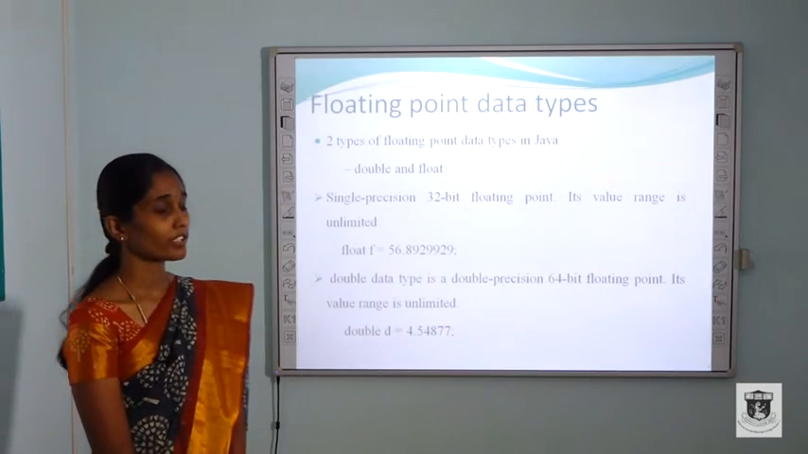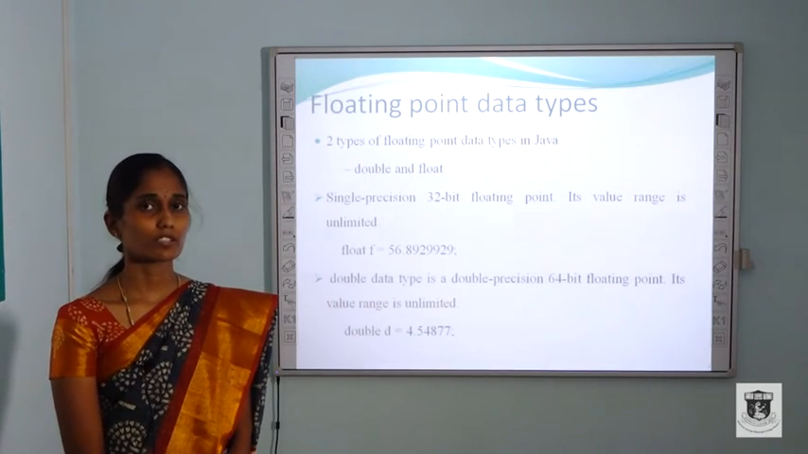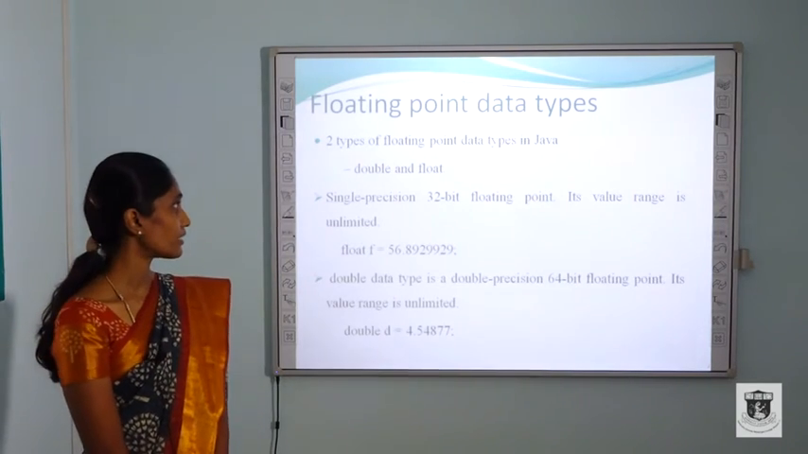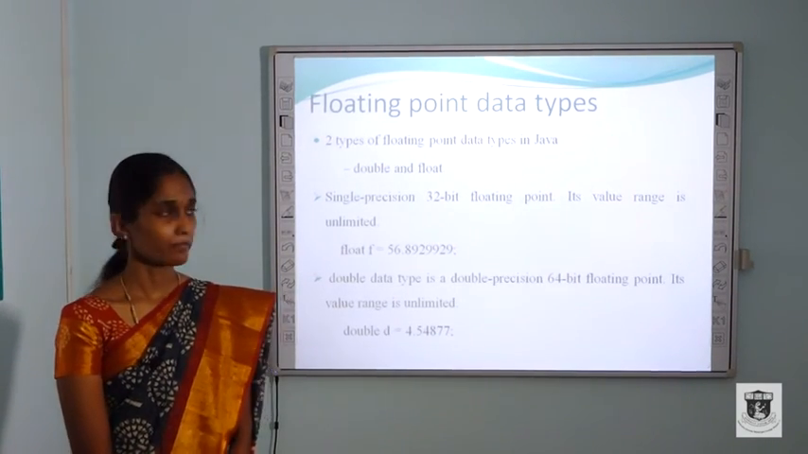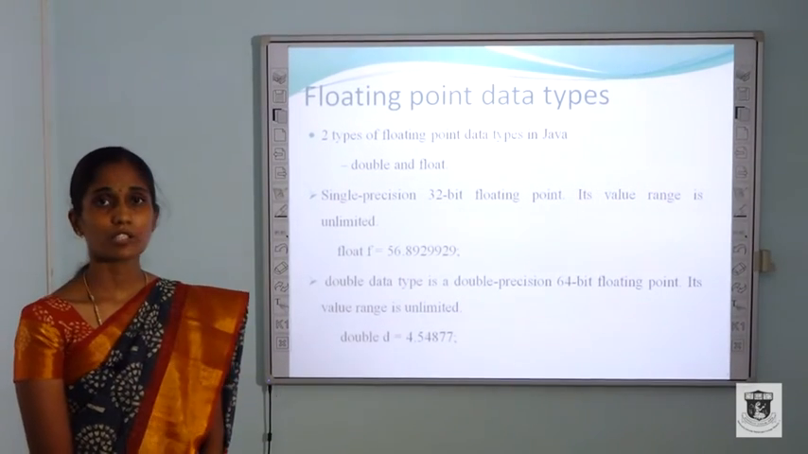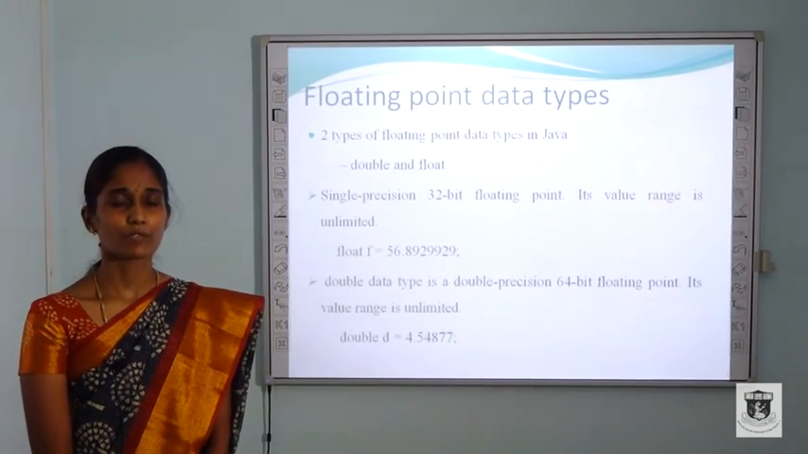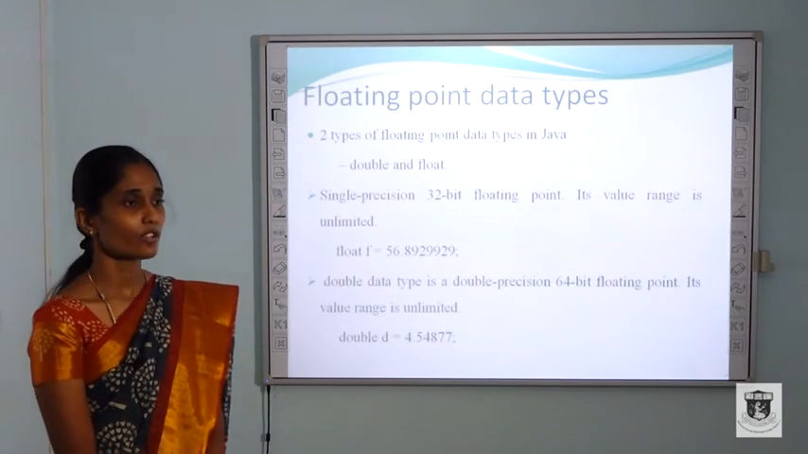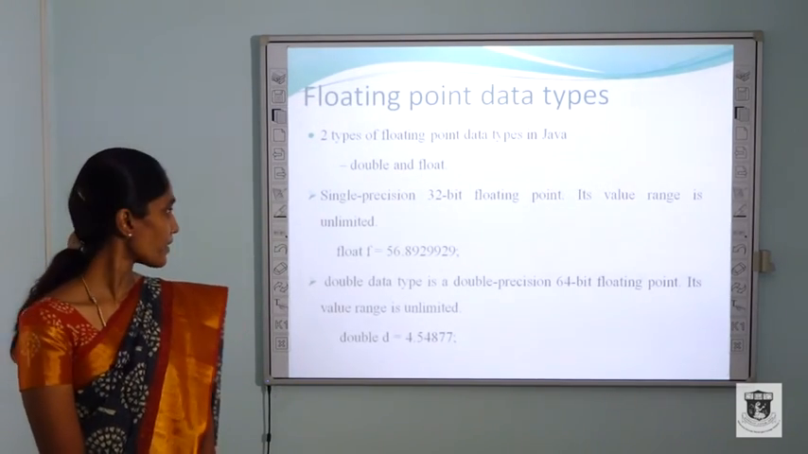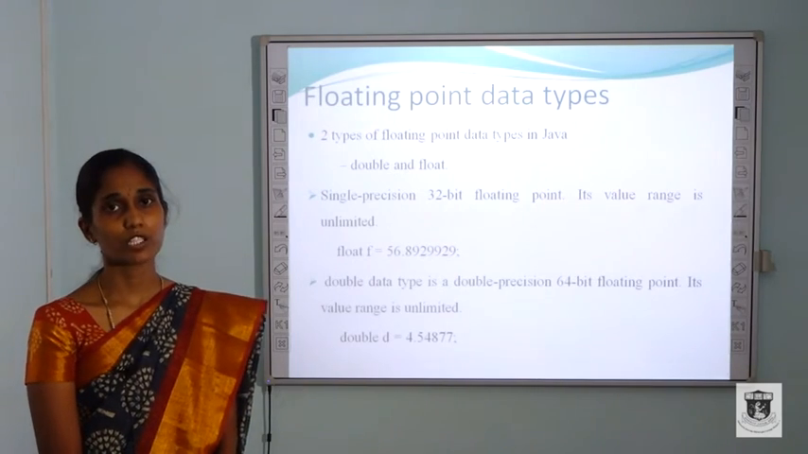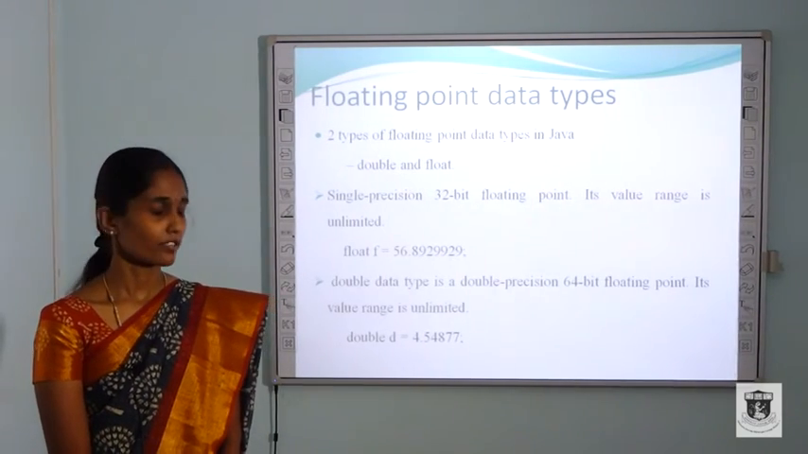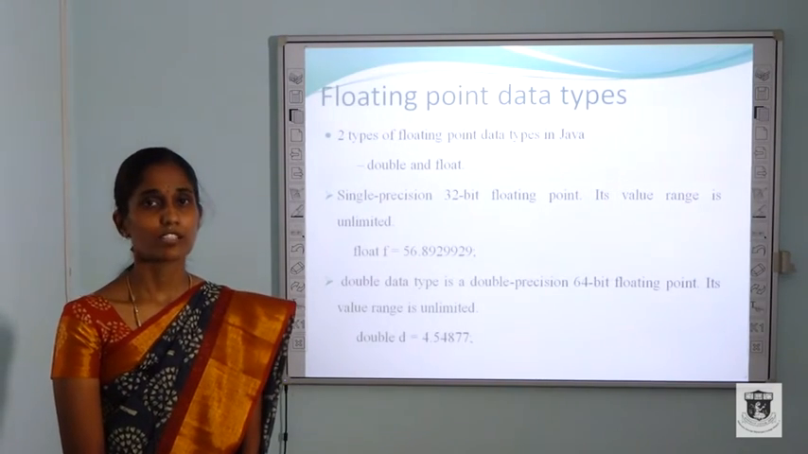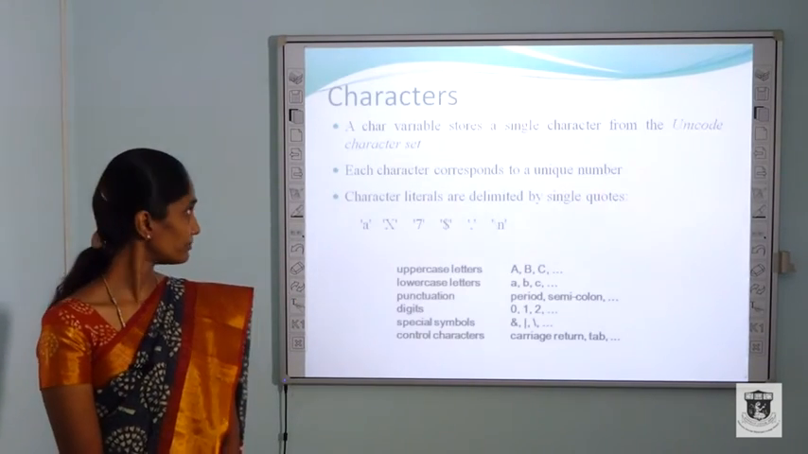Next, floating point is further classified as float and double, where float is a single precision value. Its value range is unlimited. It uses the keyword float, and can be represented as float F is equal to 56 point something, as real numbers. Double is a double precision number. It uses a 64-bit floating point. Its value range is also unlimited. It is represented using the keyword double.